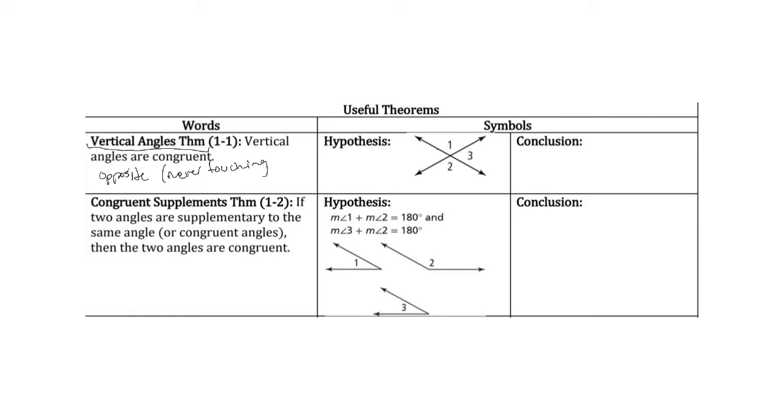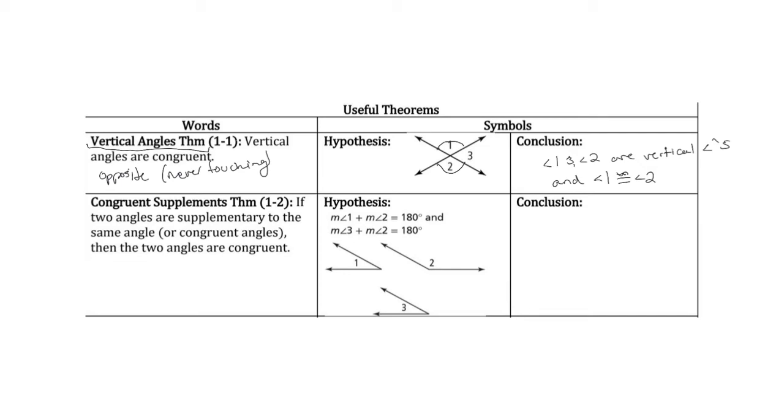So if we look at angle 2 and 3, they're touching. So 1 and 3 and 3 and 2 are touching, and they're not opposite each other, so they cannot be vertical angles. But if we look at 1 and 2, they're opposite each other and they're not touching. So we can say angle 1 and angle 2 are vertical angles. I abbreviate angles like that. And angle 1 is congruent to angle 2.